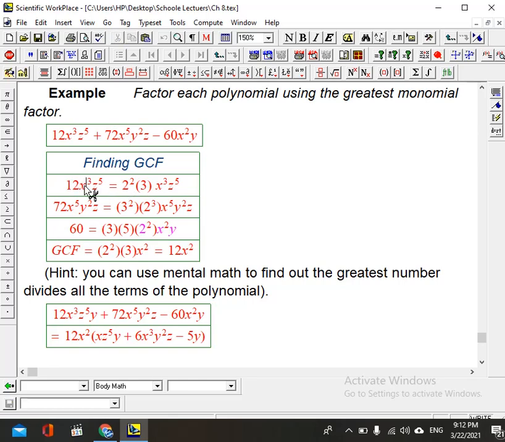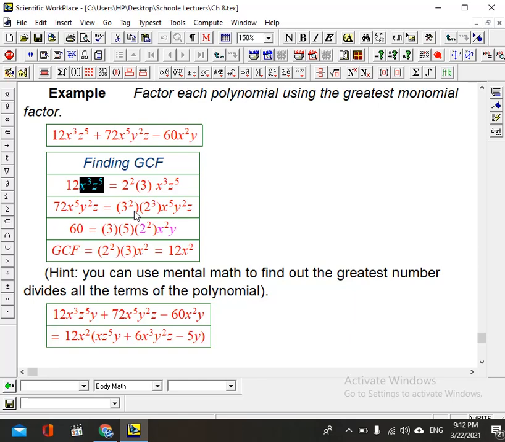Analyze it. Rewrite 12 as its prime factorization. It will be 2 squared times 3. It's the unique representation for the 12 times x cubed z^5. I will keep these as they already are in prime factorization.